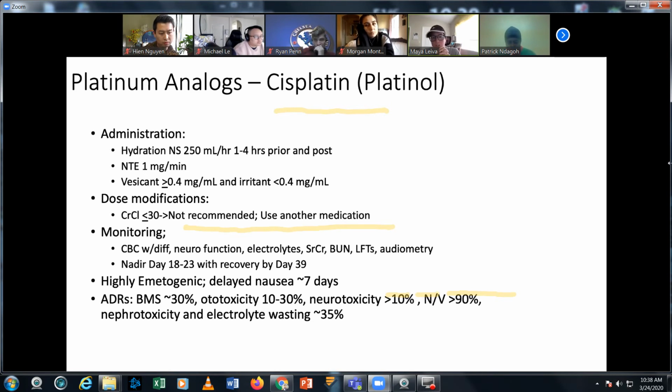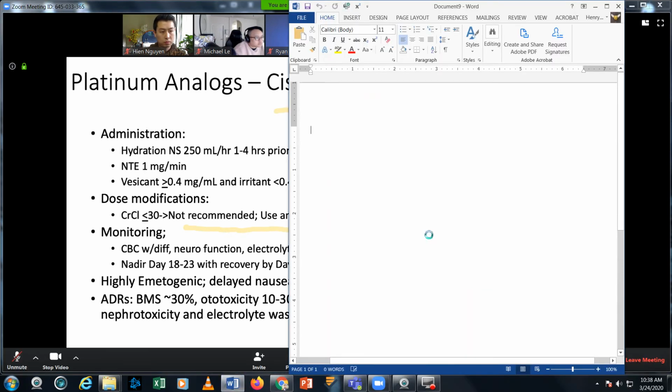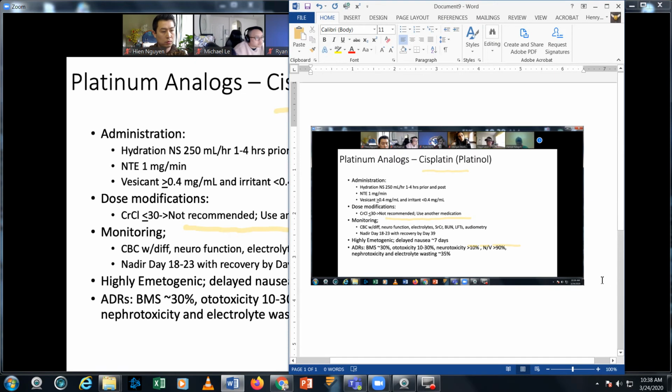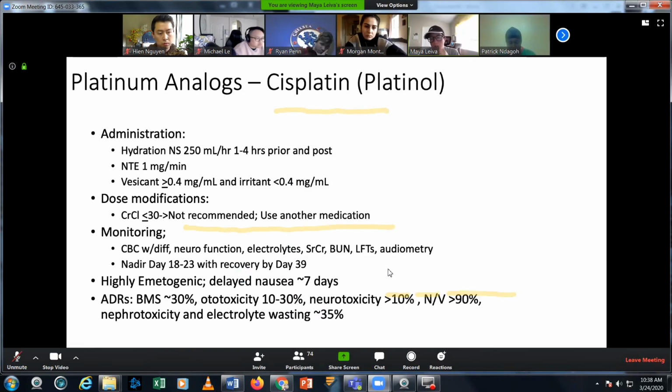Dose modifications: basically, if you've got a creatinine clearance that's 30 or less, we don't recommend it. There's not a firm cutoff, like you shall not give it. But in general, I'll see if I can switch it out for carboplatin, unless I know that carboplatin has no activity for a particular cancer. But I would say that cisplatin and carboplatin are fairly interchangeable for a lot of different kinds of cancers, especially head and neck cancer.